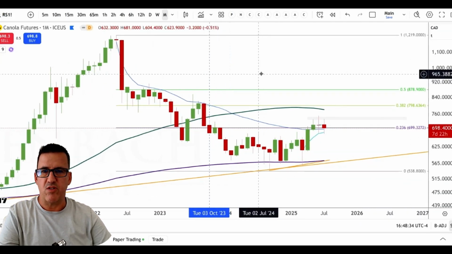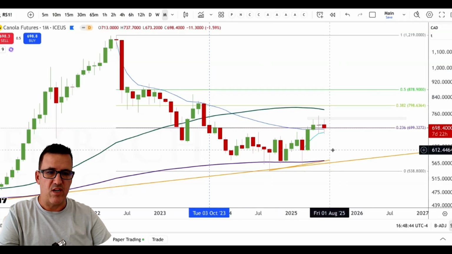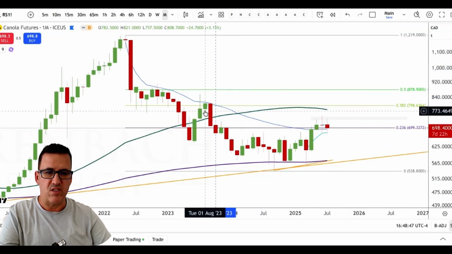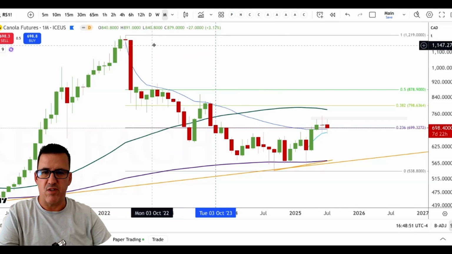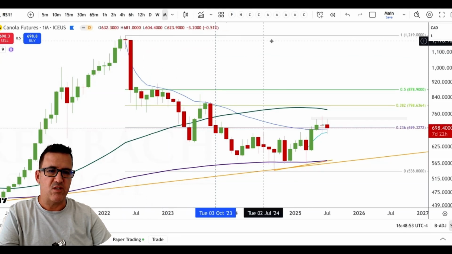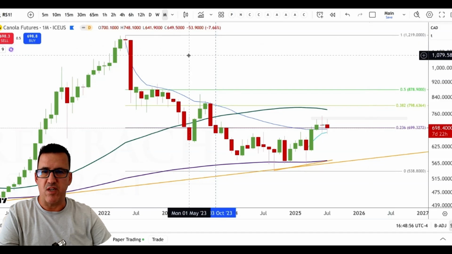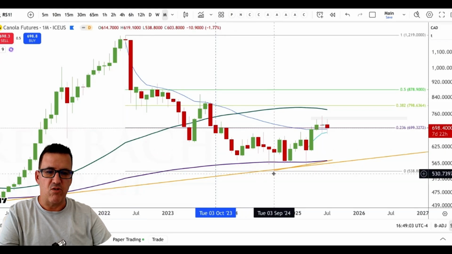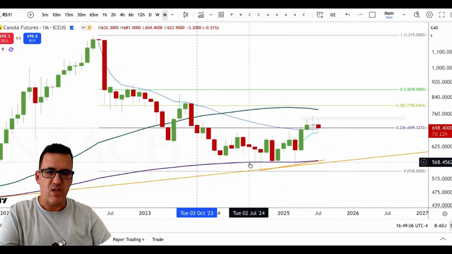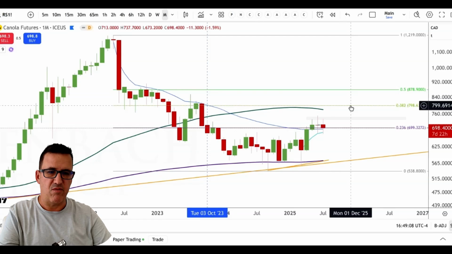This is the Canola Futures continuous chart. It is the monthly chart. Each candlestick represents 1 month in duration, but it's kind of interesting to me here. For you new to the channel, let's take a look at some technical analysis features. You'll see these horizontal lines. What they represent is a Fibonacci retracement level. When I draw the Fibonacci retracement tool from the high in May 22 to the low in September 24, you can see we have these Fibonacci levels.